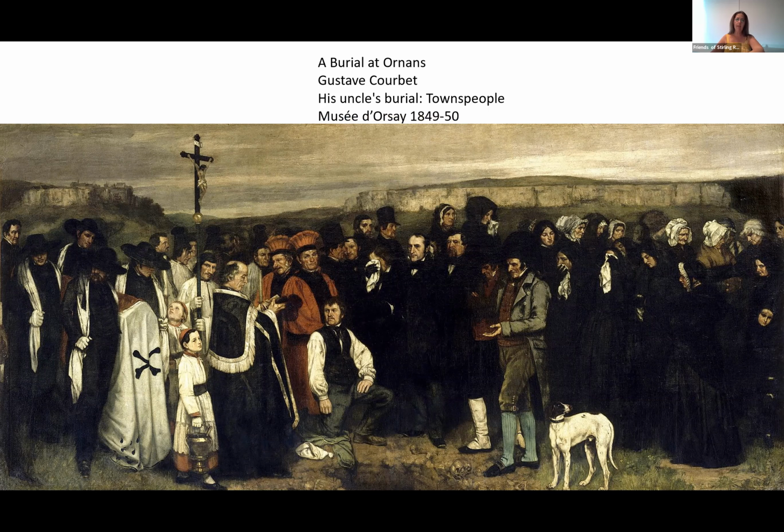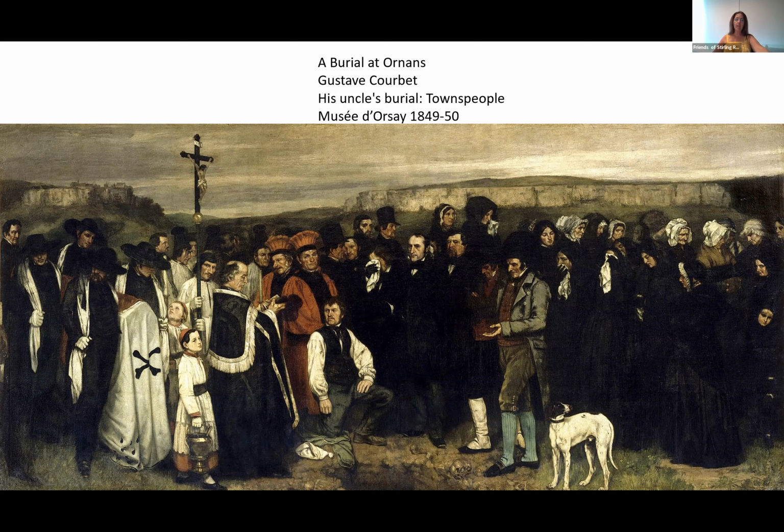Gustave Courbet painted this Burial at Ornans. It was his uncle's burial. He is painting the townspeople, people crying, people going around. The tomb is right here, this hole for the tomb. We see the priest as well, the dog in the center and the right-hand side in the foreground, and painting people, painting whatever surrounds you.